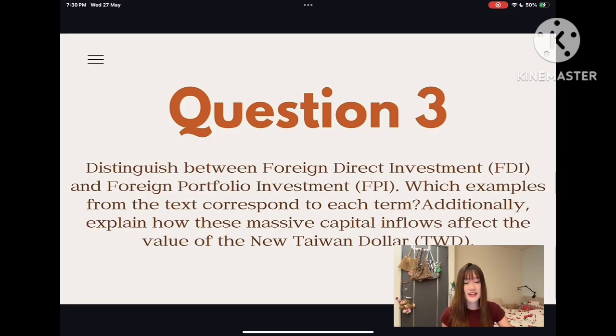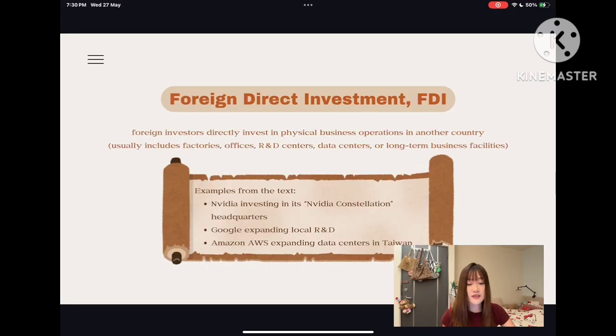FDI means that foreign investors directly invest in real business operations in another country. This usually includes factories, offices, R&D centers, data centers, or other long-term business facilities. In this case, examples of FDI include NVIDIA investing in its NVIDIA Constellation headquarters, Google expanding local R&D, and Amazon AWS expanding data centers in Taiwan. These are FDI because they involve direct long-term investment in physical business operations in Taiwan.